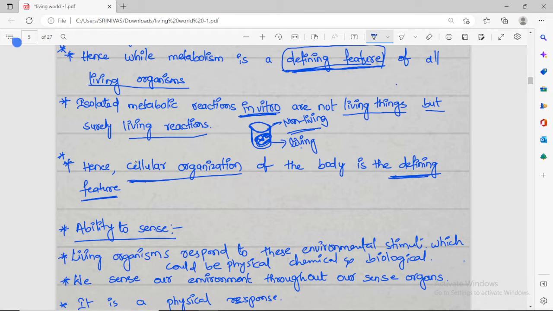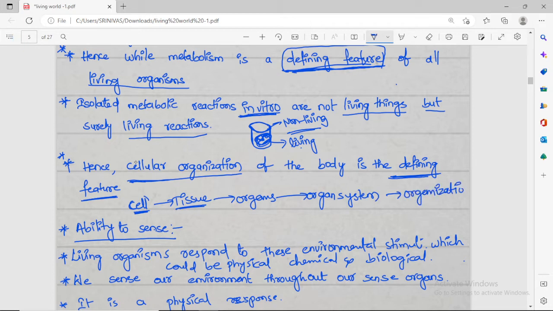Cellular organization means, as all of you know, the cell. Cell is a structural and functional unit. A group of cells forms tissue. A group of tissues forms organs. A group of organs forms an organ system. This is called cellular organization. A group of cells doing the same function forms tissue.